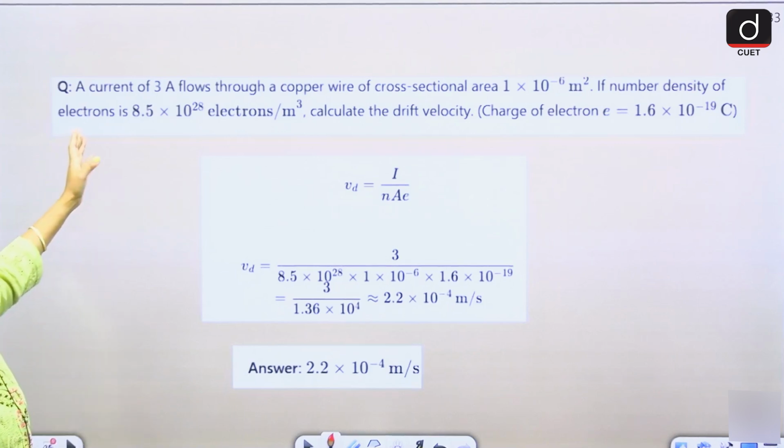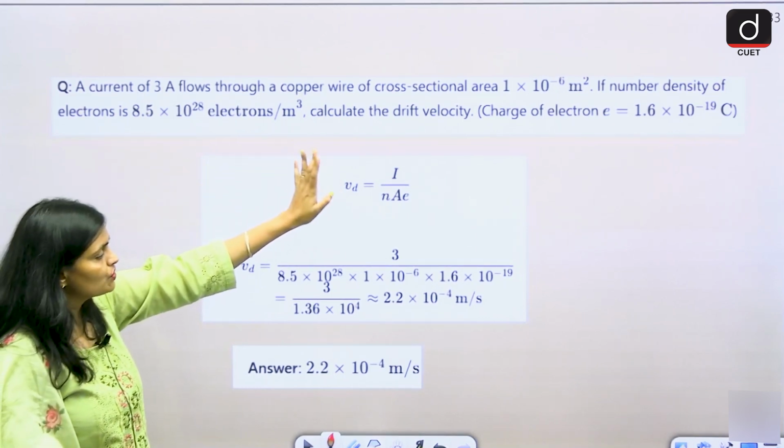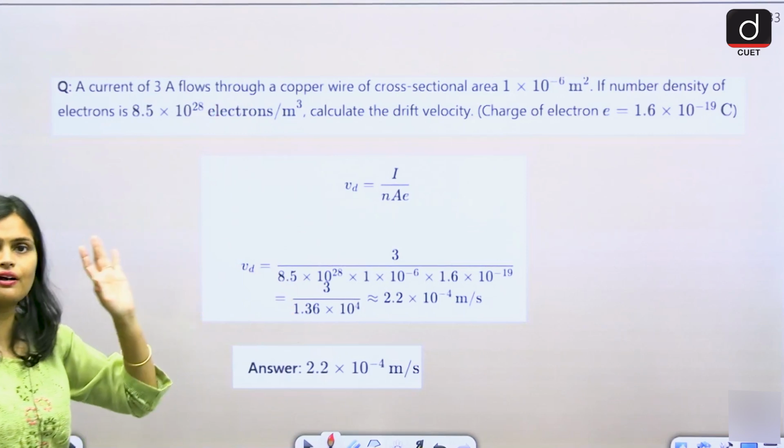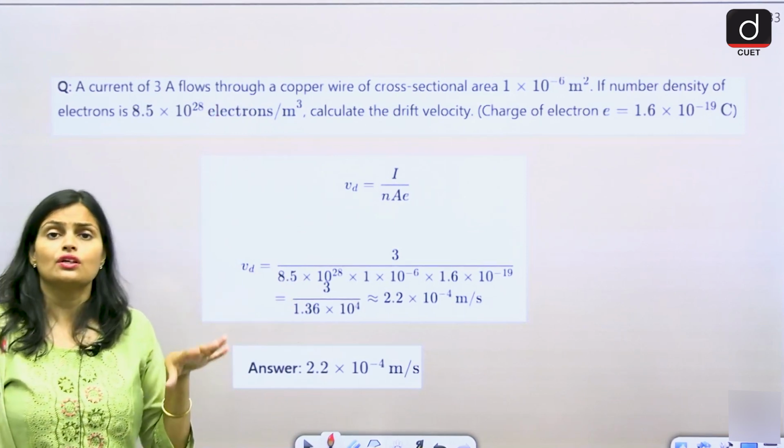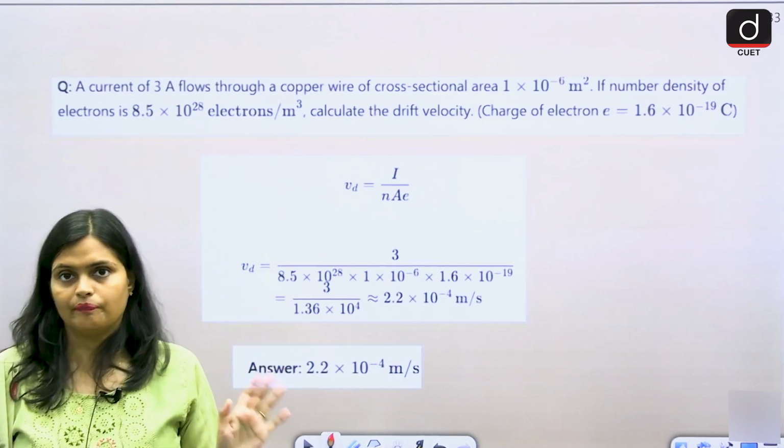This is a numerical. Try to practice this numerical. Current is given, right? Number density of electrons is given. You have to calculate the drift velocity. So all the values are given. You have to put them in and find out. Just pause the video and try to find out the answer by yourself only. Okay.